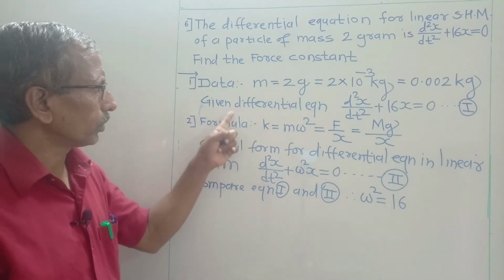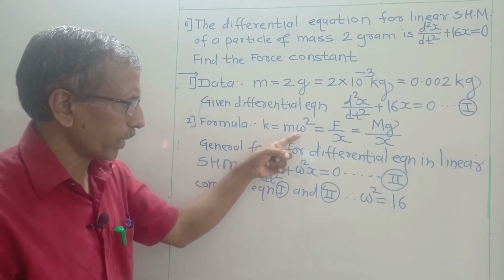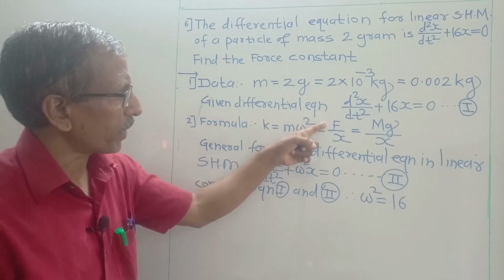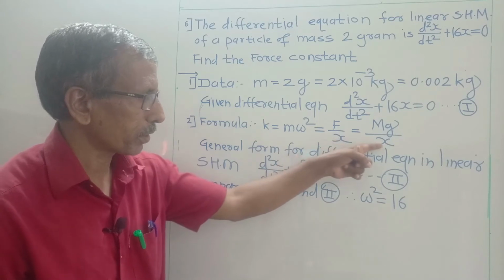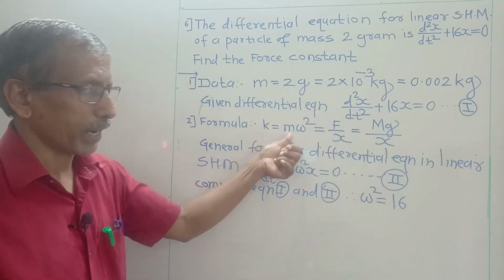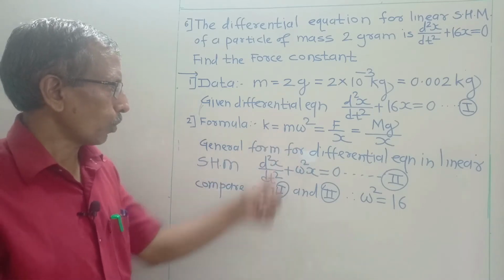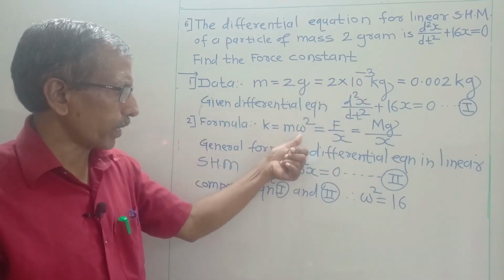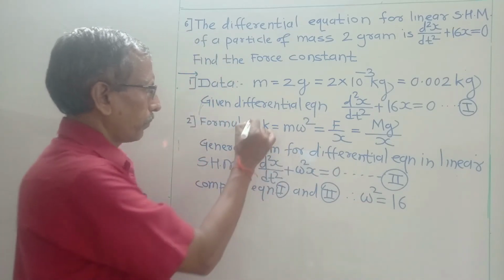So the formula is K is equal to m omega square. F is not given, we could find it, but displacement is not given, so we can't use those formulas. So without displacement we have to find K by m omega square. So K is equal to m omega square. M is given as 2 into 10 raised to minus 3. Omega square we found to be 16.